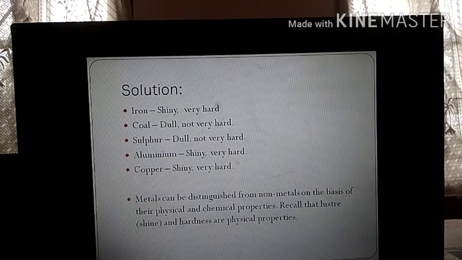Aluminium, actually it is hard, but when you make foils out of aluminium, it becomes soft. But aluminium as a substance is very hard. But once you beat the aluminium and make it into foils, it becomes a little softer. Okay. Next we come to copper.